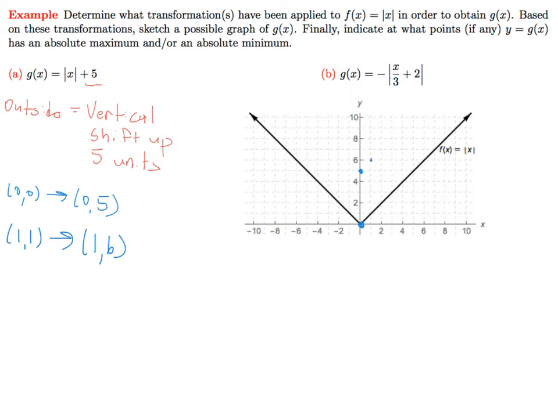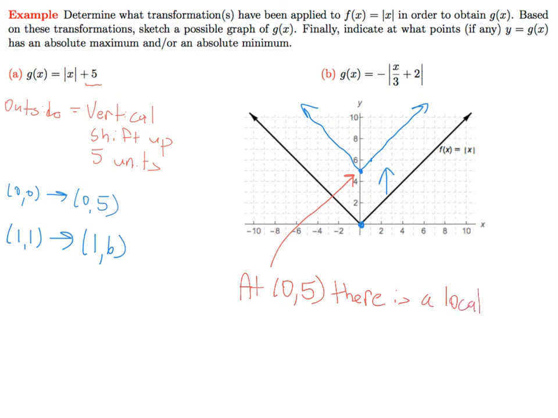And we shift every point up. And in the end, we get a graph for the absolute value, which looks something like this. So we just take this graph and move it up by 5 units. And so what we can see is right over here at the point (0, 5), there is a local and absolute minimum.